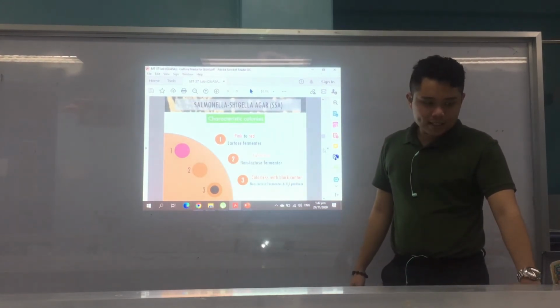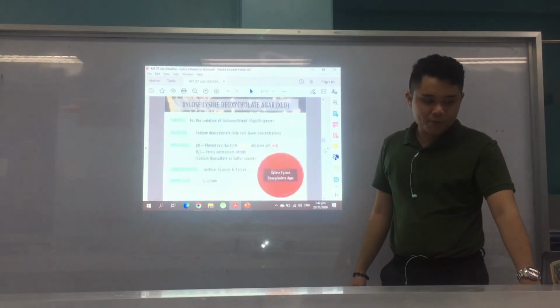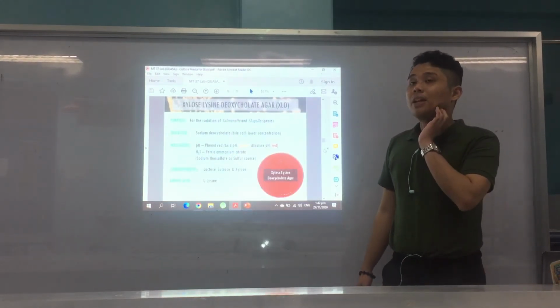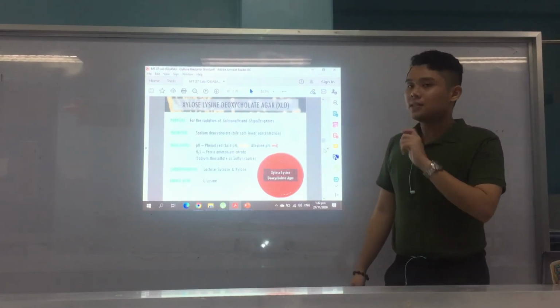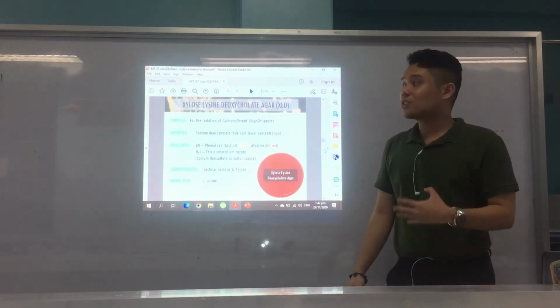Okay. The next one is still another culture medium for the isolation of Salmonella and Shigella. That's XLD, xylose lysine deoxycholate agar. Still the same purpose, Salmonella and Shigella species isolation.